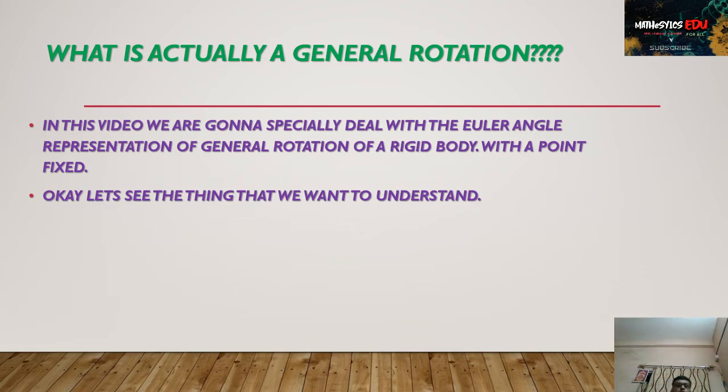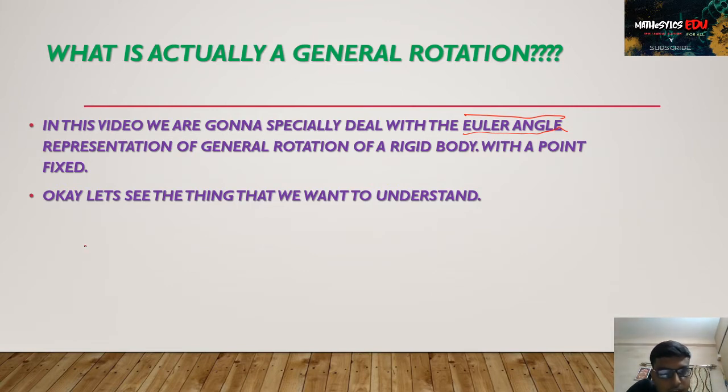Now, in this video, we are going to see specifically the Eulerian angle representation of general rotation of a rigid body. Okay, we're going to see the Euler angle representation. This is the thing that you're going to see. Now, we can see it in a rigid body, or in the simplest case, for 2 points, one of them fixed and the other moving. But I am going to deal with the most general case, that is a rigid body.